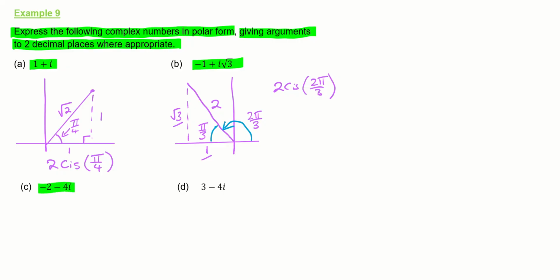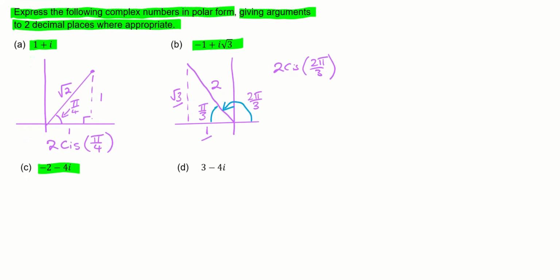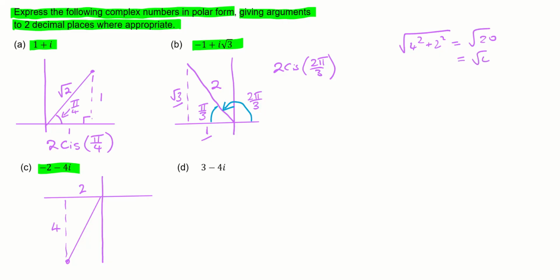The next one is -2 take away 4i. So that one there is going to be in the third quadrant. So -2 take 4i will be down here somewhere. So that this is 2, this is 4. So if we do the square root of 4 squared plus 2 squared, that is root 20, which is root 4 root 5, and so 2 root 5.